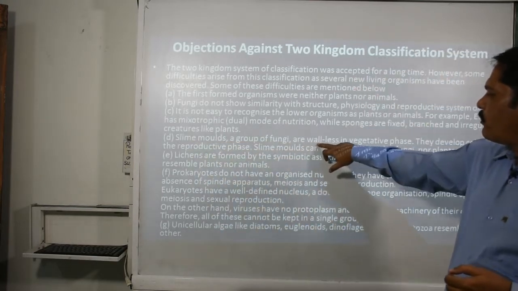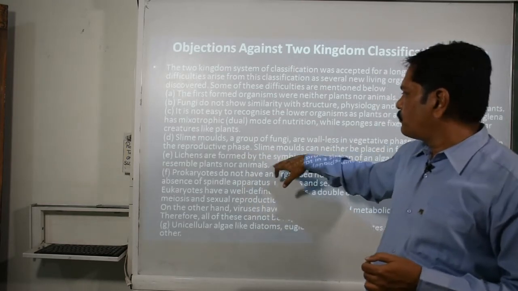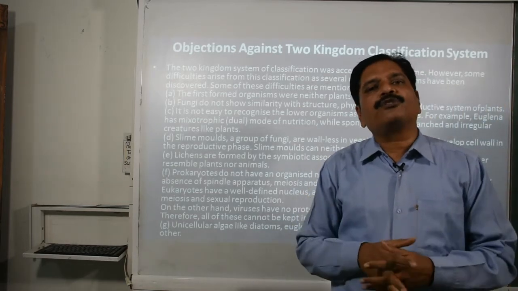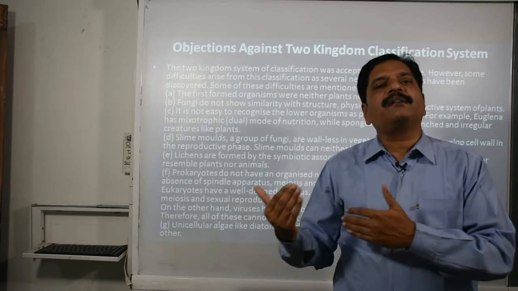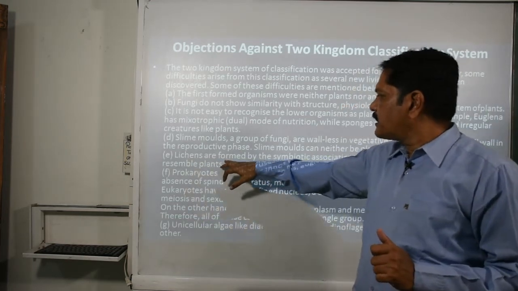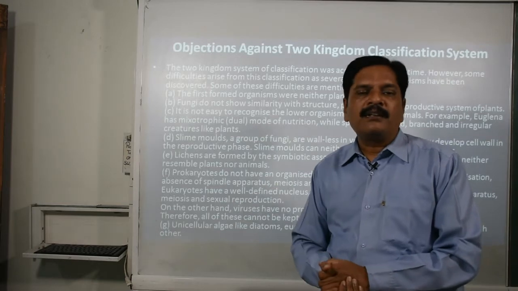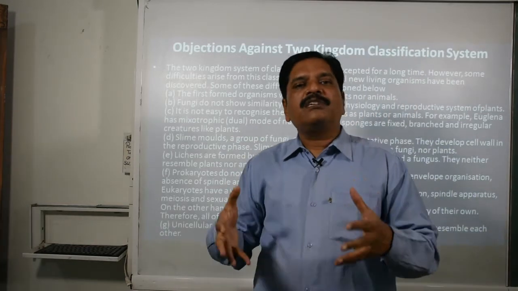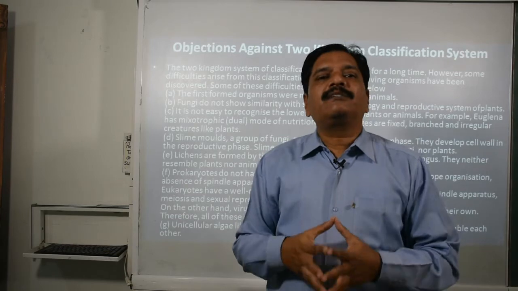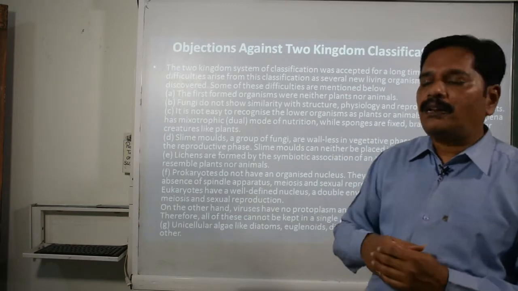Now the slime molds, a group of fungi, are wall-less in the vegetative phase, and they develop a cell wall in the reproductive phase. Slime molds can be placed neither in fungi nor in plants. There is no position for slime molds in animals or plants, because they are nearly acellular in nature. Then lichens are formed by the symbiotic association of algae and fungi, and they resemble neither plants nor animals. They are symbionts and cannot exist separately, but there is no separate place for symbiotic organisms. So there is no proper place for the lichens.